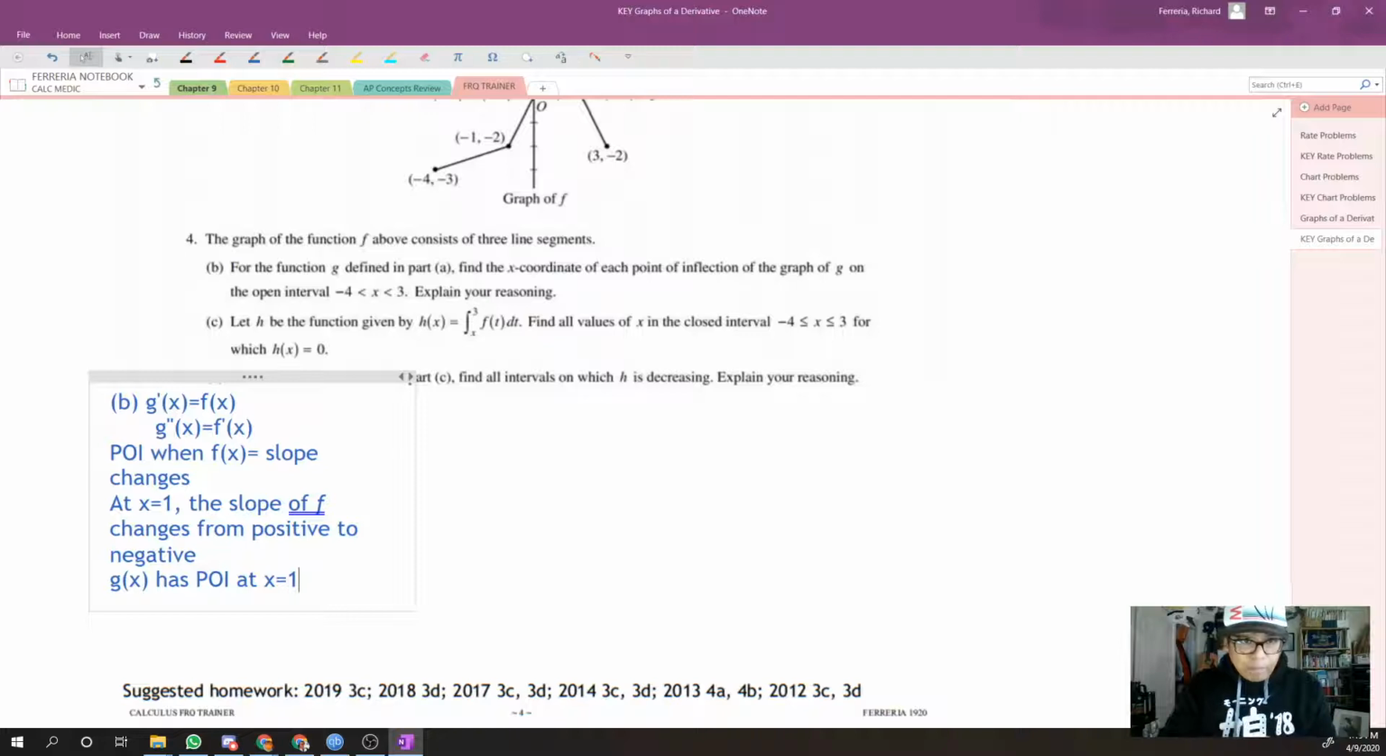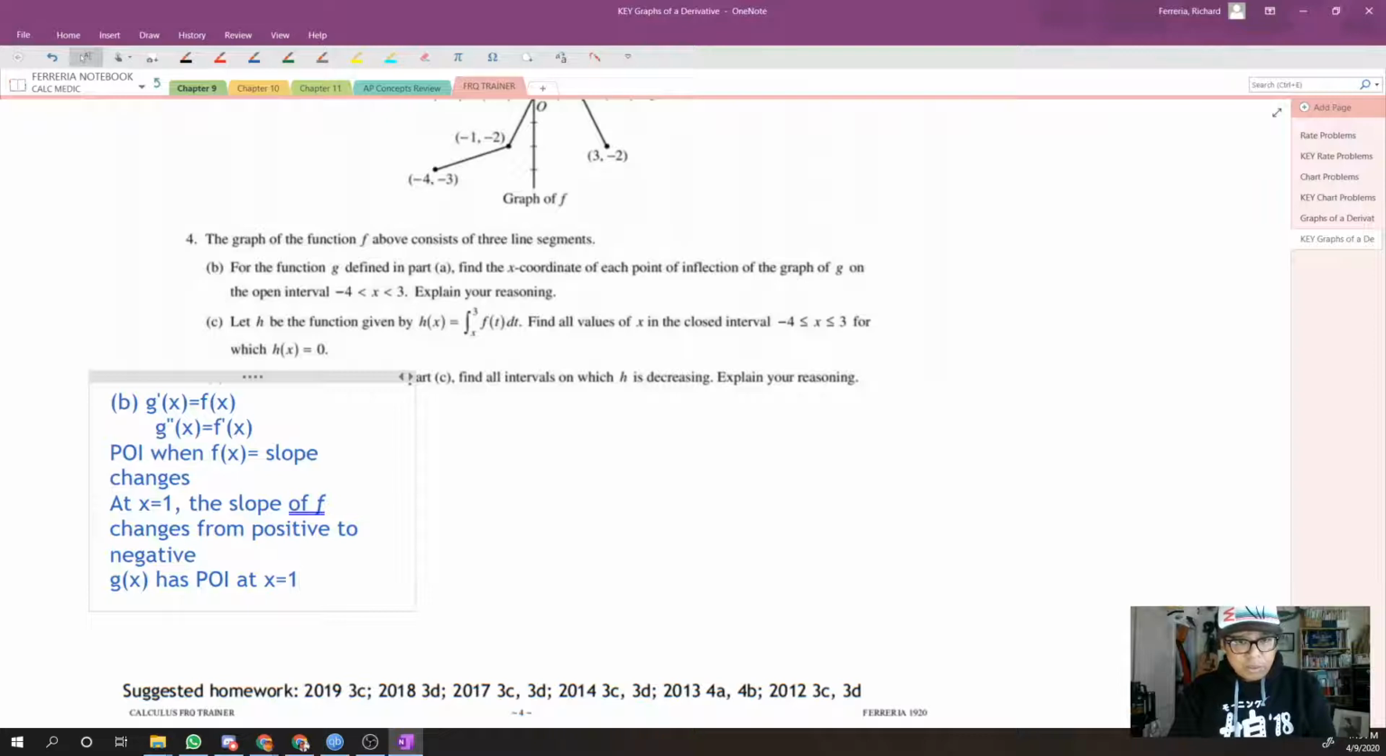Let's take a look at letter B now. Let h be the function defined by h of x equals the integral from x to 3 of f of t dt. Oh, look at that. They're trying to fool you by putting the x as the lower limit. But there is a way to change it so that the x is on the upper limit. Hopefully you'll remember that. If not, take a second to think about it.